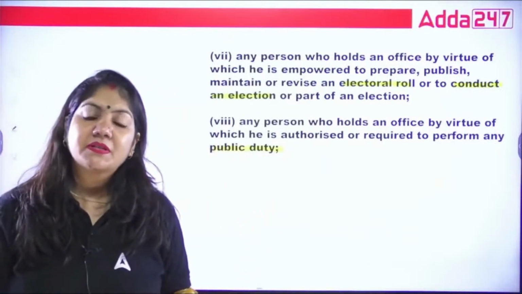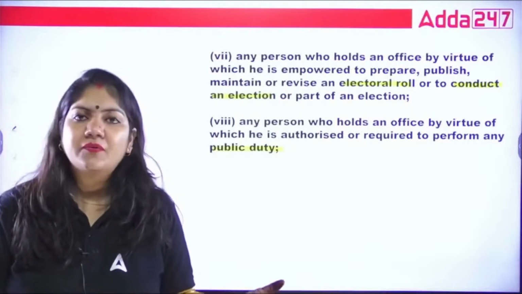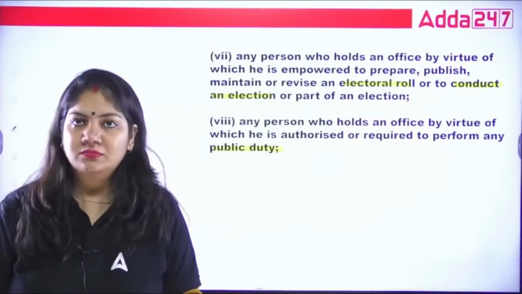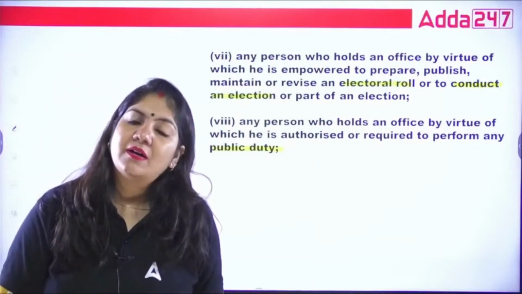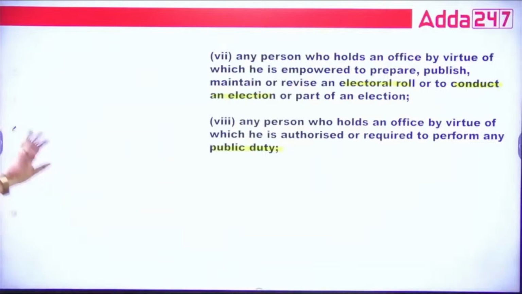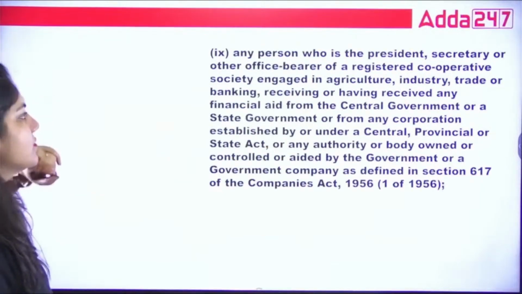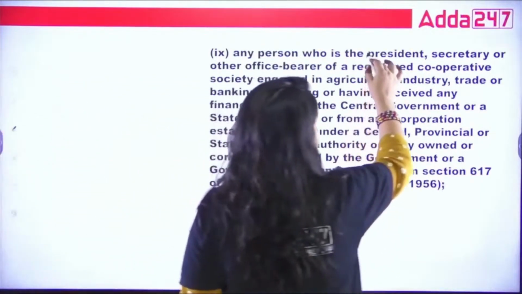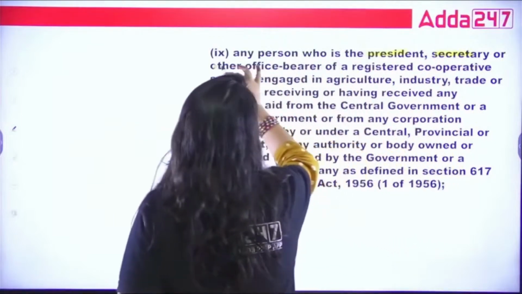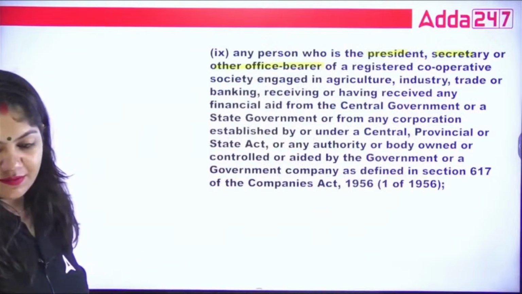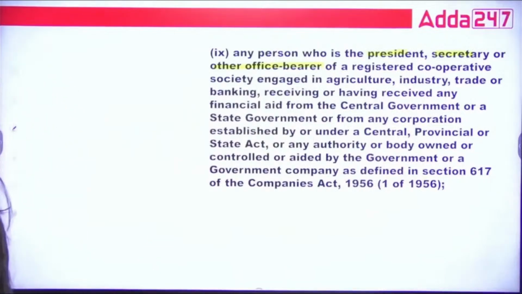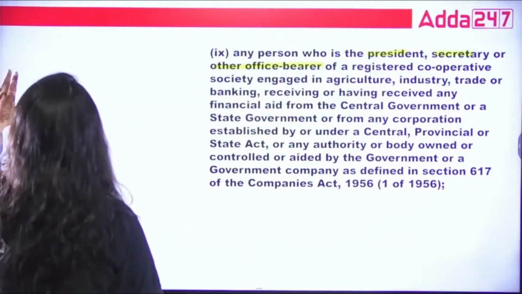The public servant contains 12 points, but no need to apply because these 12 points you people know. You people know who are the persons who are working under the government. So these all are public servant. Next, any person who is president, secretary, other office bearer, these are what? These are public servant. See? These are public servant.